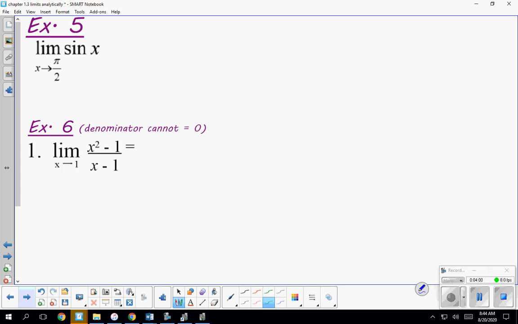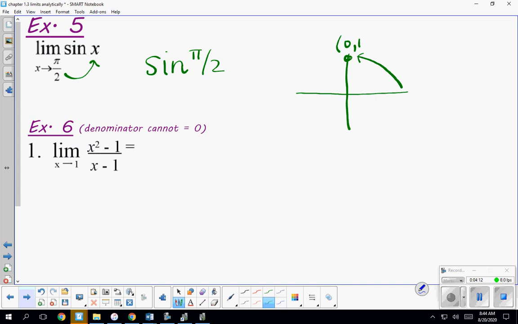So, some examples. Again, example 5. Here, we just try direct substitution. The sine of pi over 2 means we need to look at the unit circle. Pi over 2 is right here on the axis at (0, 1). The sine is 1.